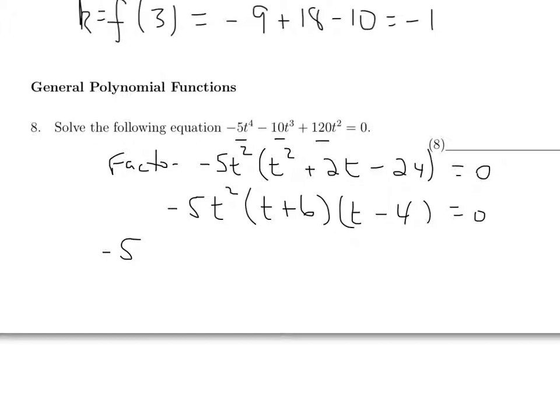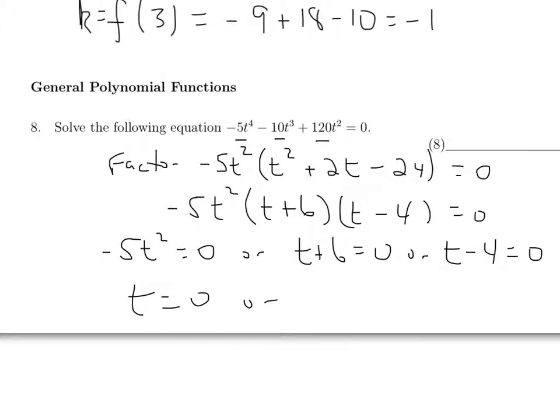The reason that I want that is because that means that one of these factors has to be 0. No matter how many factors I have, if the product is 0, then one of the factors has to be 0. In each case, I can solve the equation. The only way for -5t squared to be 0 is if t is 0. The only way for t plus 6 to be 0 is if t is -6. And the only way for t minus 4 to be 0 is if t equals 4. So my solution set is 0, -6, and 4.